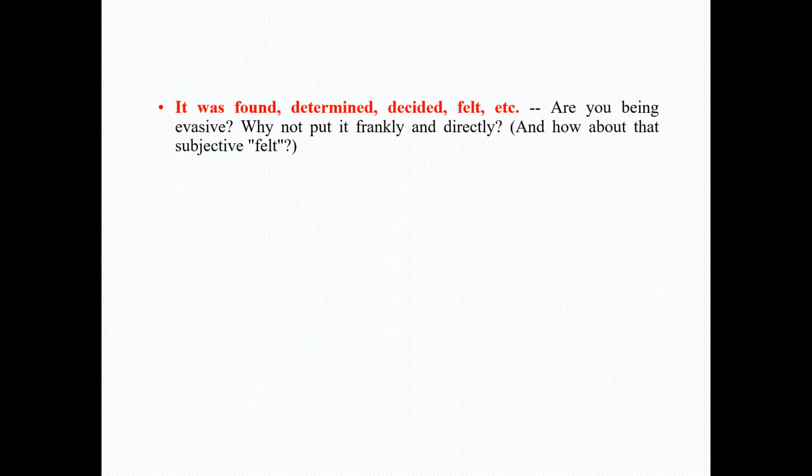It was found, determined, decided, felt, etc. Are you being evasive? Why not put it frankly and directly? And how about that subjective "felt"? Instead of using these lengthy phrases, that is, it was found, determined, decided, felt, etc., why shouldn't you use the word in simple form? It will occupy less space, and the meaning will easily be understood by the readers.